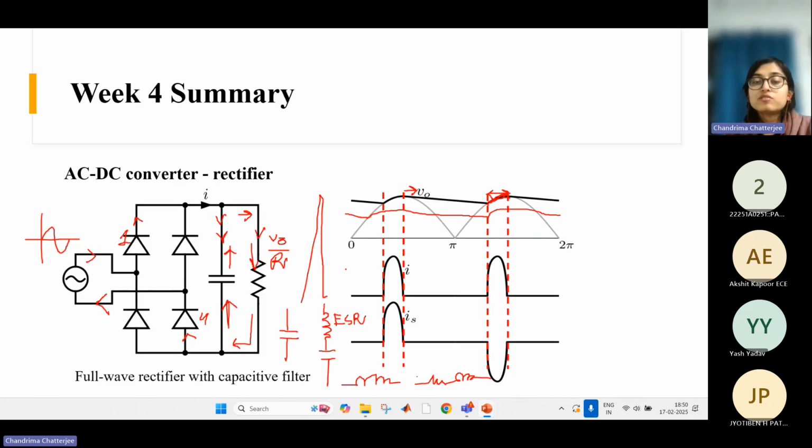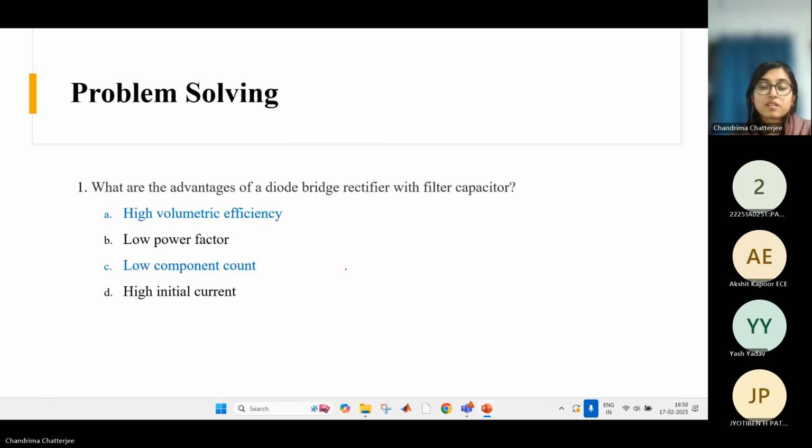So now we will go to the problem solving part. Let's start. The first question is, what are the advantages of a diode bridge rectifier with filter capacitor? There are these four options. The correct options I have already pointed out: high volumetric efficiency and low component count. The other two options are low power factor and high initial current.